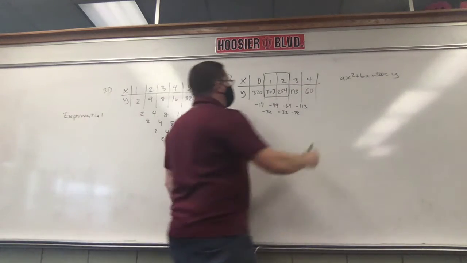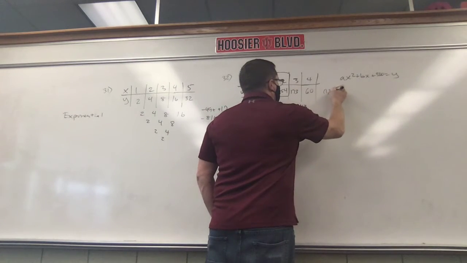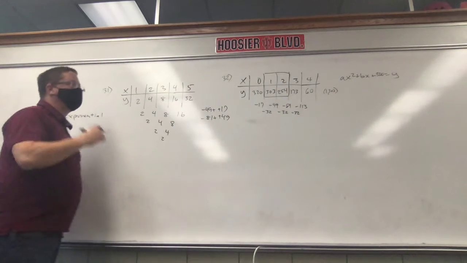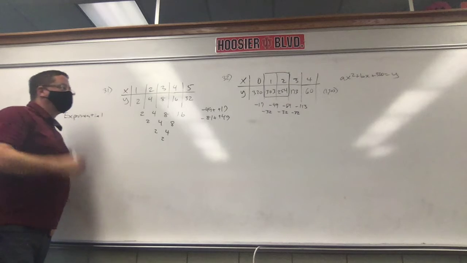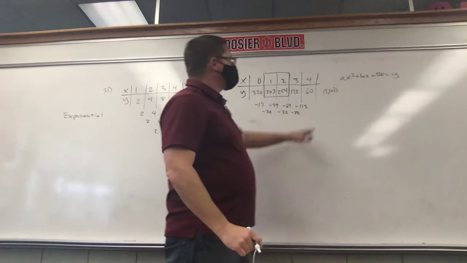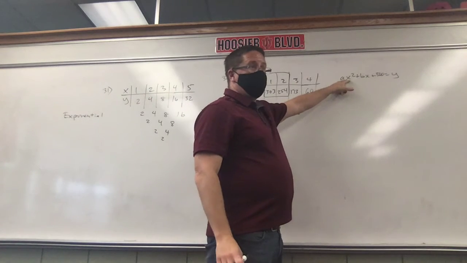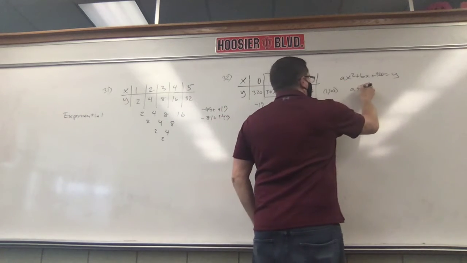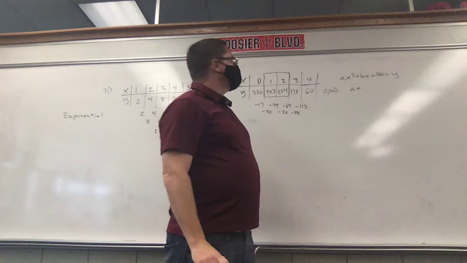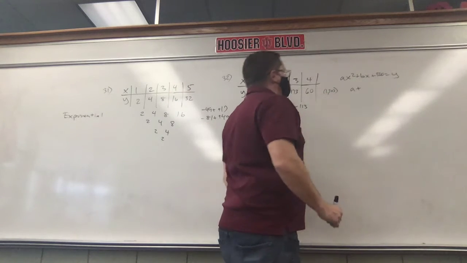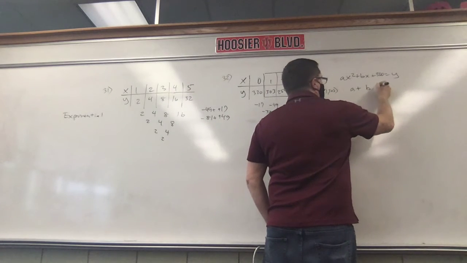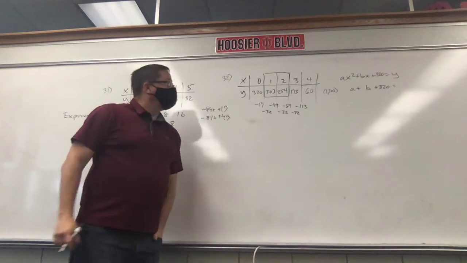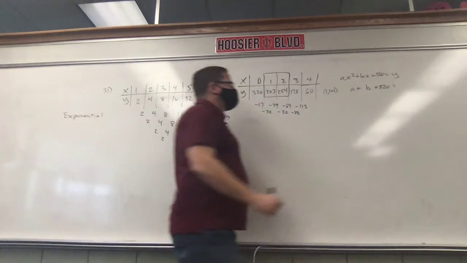So I'm going to plug in the point 1, 303, and then later on I'm going to plug in 2, 254. This one won't be as bad. Let's plug in 1 for x. I'm going to skip a step here. 1 squared is 1 times a is a, plus, plug in 1 for x here, 1 times b is b, plus 320 equals what? 303. Clean this up.